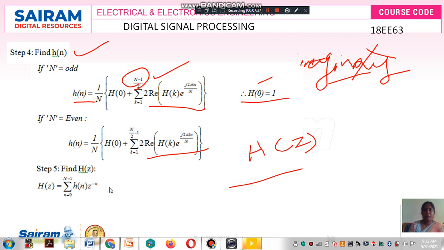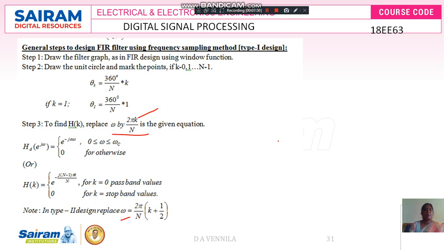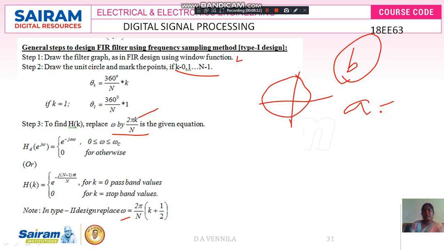So in the frequency sampling method, we have 5 steps to follow in the procedure. The first step is, from the given filter graph, you need to design the FIR filter using a window function. The second step is to draw the unit circle and mark all the k values. Here you will have only b coefficients; your a coefficients will be equal to 1.